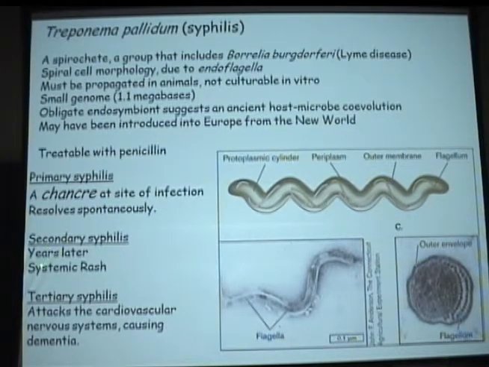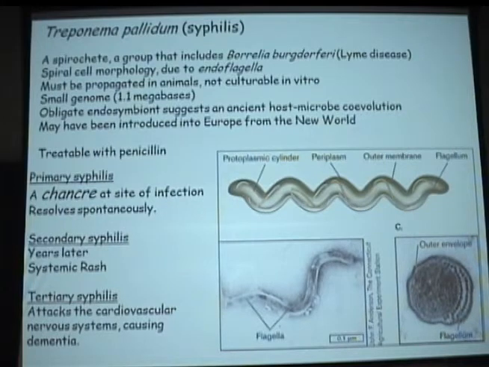Years later, you get a secondary. I hope your patient gets a secondary, or maybe your patient doesn't get that because they've been treated by then. But if untreated, years later there can be a systemic rash, which is also not life-threatening. Tertiary syphilis happens later than that, and that can be life-threatening.